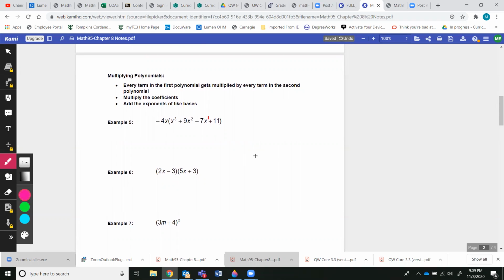Moving on to multiplying, this is where we're going to use our product rule from the exponent rules. So that's this right here, right? We are going to add the exponents when we multiply these terms. Every term in the first polynomial gets multiplied by every term in the second polynomial. I think we did this first one together, but let's just go through it again for review. So here, my first polynomial is a monomial. It's one term. So it's going to multiply all the way across.